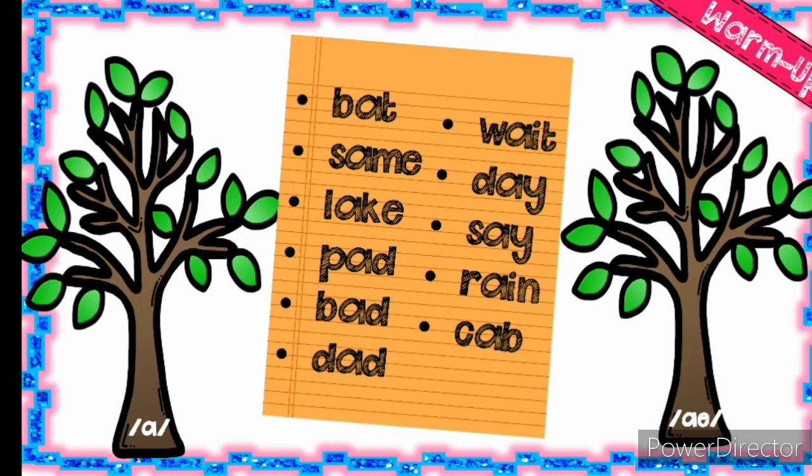Now, let's separate these words. We have bat, we go to the short A tree. Saying, we go to the long A tree. Lake, we go to the long A tree. Pad, we go to the short A tree. Bad, we go to the short A tree. Dad, we go to the short A tree. Wait, we go to the long A tree. Day, we go to the long A tree. Say, we go to the long A tree. Rain, we go to the long A tree. And cab will go to the short A tree. Yippee!